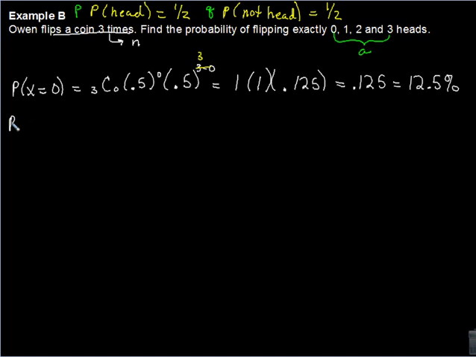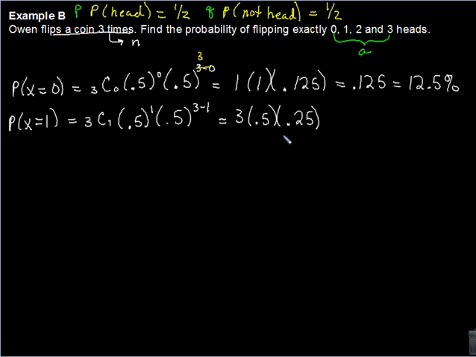Okay, and then the probability that we'll get exactly 1 head is 3C1, 0.5 to the 1, 0.5 to the 3 minus 1, which is 2. So 3C1 is 3, times 0.5 times 0.25, which is 0.375, which gives me 37.5%. So the probability of getting 1 head is 37.5%.